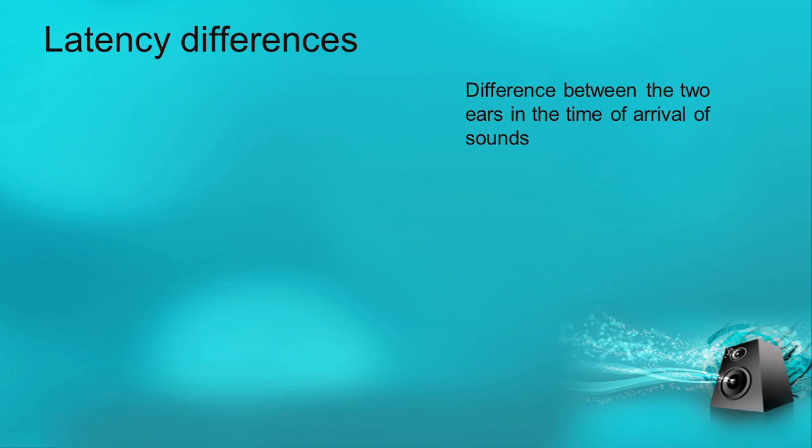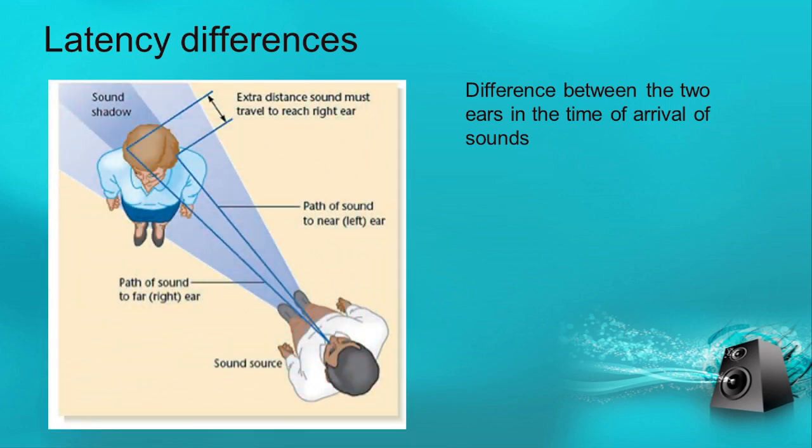The second binaural cue that helps in the localization of sound is latency difference. Latency difference is the difference between the two ears in the time of arrival of sound. The ear that is closer to the sound source will receive sound waves first and send neural signals first to the brain. The ear at the opposite side of the head will receive sound only later, or there will be a slight delay in receiving the sound. This is latency difference, and this helps in locating the position or direction of sound source.